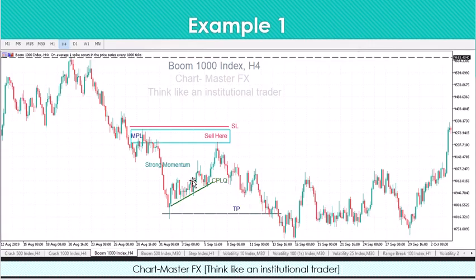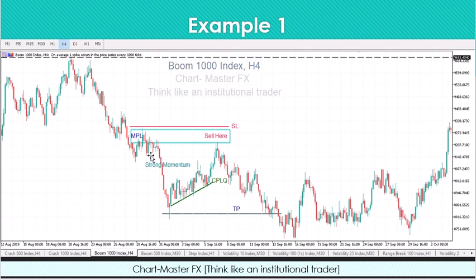So here guys, we are on Boom 1000 index H4, and this is a sell setup. So as you can see guys, here there is a valid MPL here. Once we have our MPL, you identify your MPL. So this is what is happening guys. If I can draw a demarcation line here, this is what you are seeing, all this futuristic price movement. You don't have anything like this on your chart.